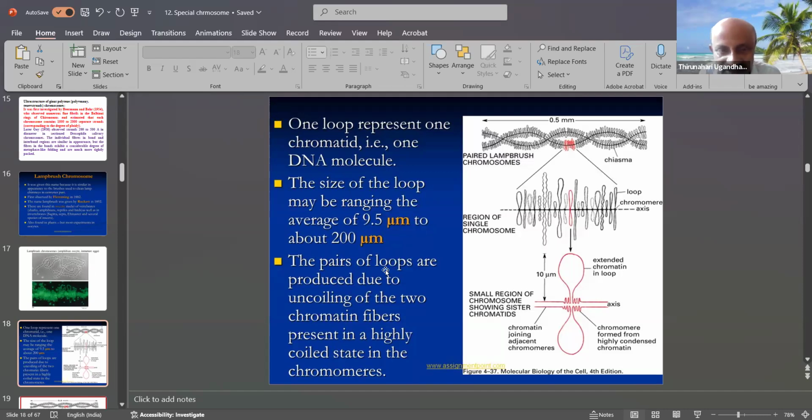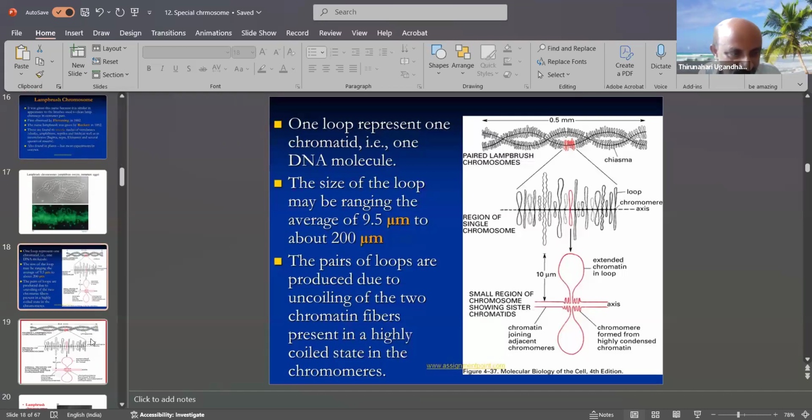200 millimicrons. The pairs of loops are produced, and the uncoiled and coiled parts are there. So both the uncoiled and the coiled parts are present. The highly coiled state is present in the chromosomes.